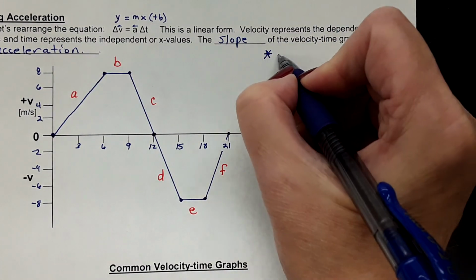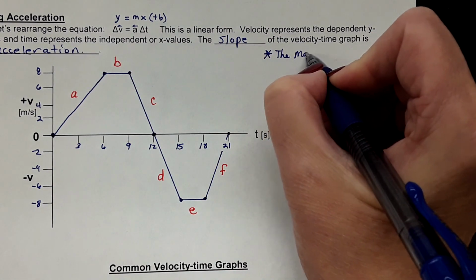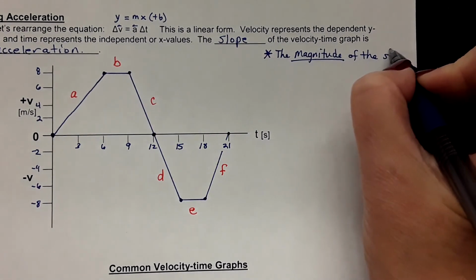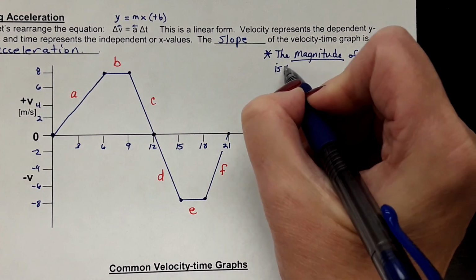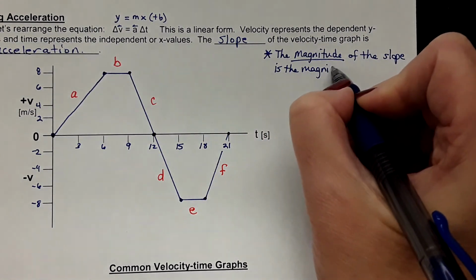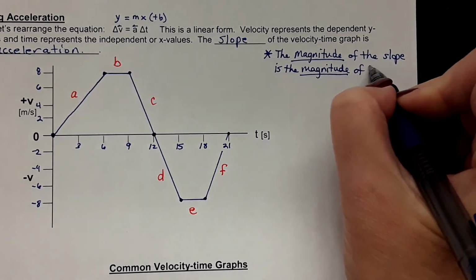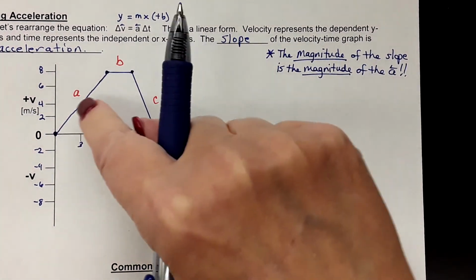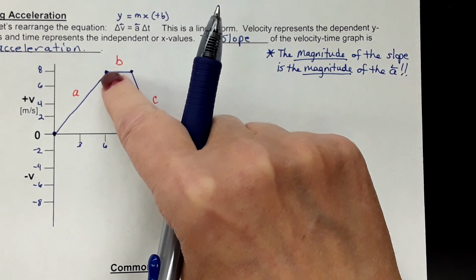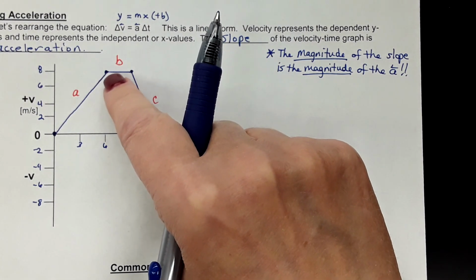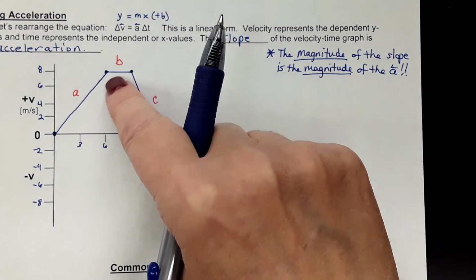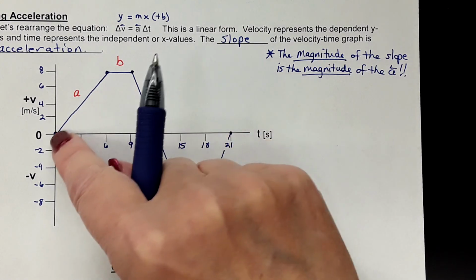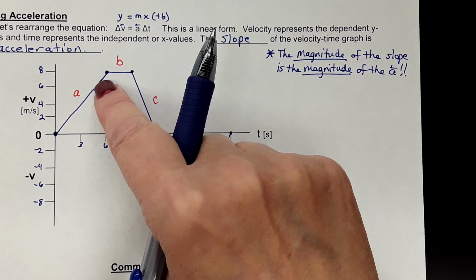This is very important. The numerical value, the magnitude of the slope is the magnitude, that is numerical value, of the acceleration. So if you use the slope formula and you find out this has a slope of, well, if we say 8 over 6, what is that, 1 and a third? No, 1 and a fourth, I think. Something like that. In any case, that would be the acceleration increment. That would be the increment that you're going to add or take away from a velocity.